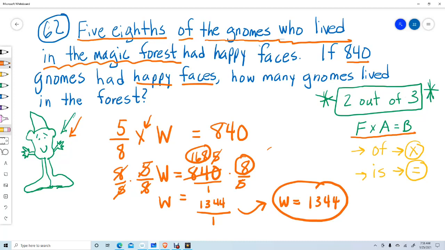So then think about your answer. Does 5/8 of 1,344 seem like it should be 840? Does your number seem like it's accurate? If my answer came out to be 500, clearly that's not going to be correct. 5/8 of 500 is going to be a number smaller than 500. So do a little bit of just logical thinking, see if your answer is correct. If it isn't, you might have put 5/8 and 840 in the wrong place.